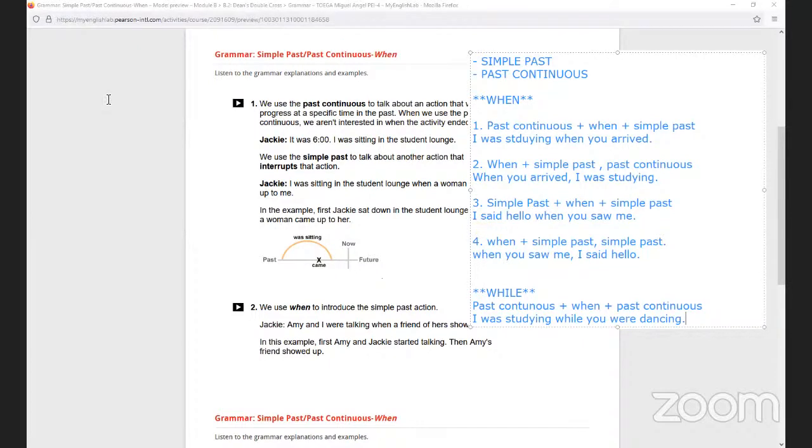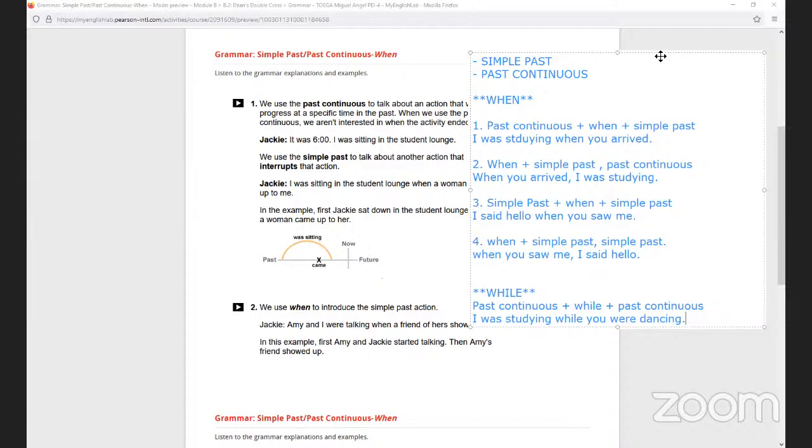Here we have a mistake, no? In the case of while, past continuous plus while plus past continuous. Oh, yes, sorry. It's with while. The structure with while, only with two continuous. Okay. Perfect. Got it. Okay, perfect.